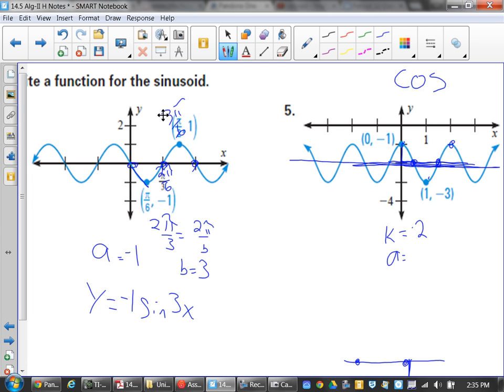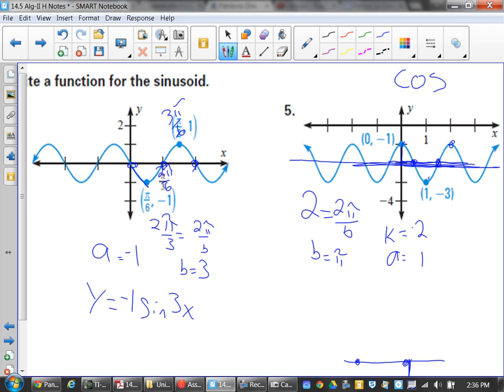And then how far apart is it horizontally? 1 apart horizontally for the maximum to the minimum. Double it, and you get 2, which has to equal 2 pi over b to get your period. And you've got enough info. It'll be -2 plus cosine pi x. You want to write it that way.